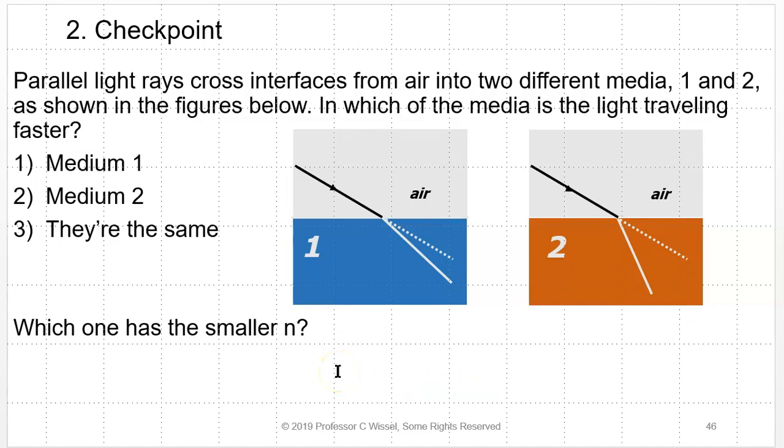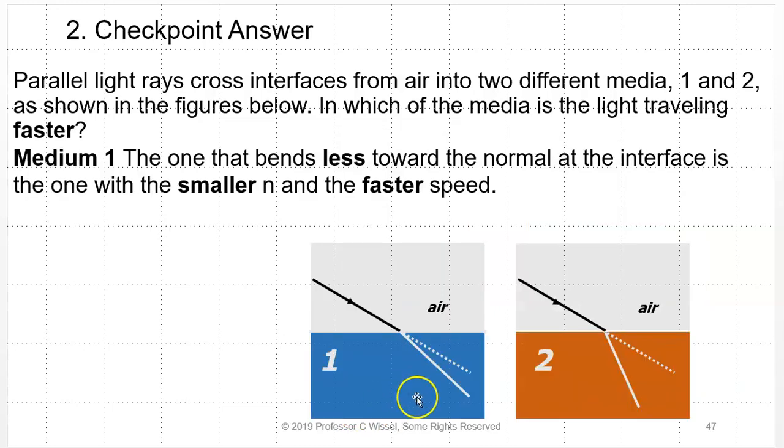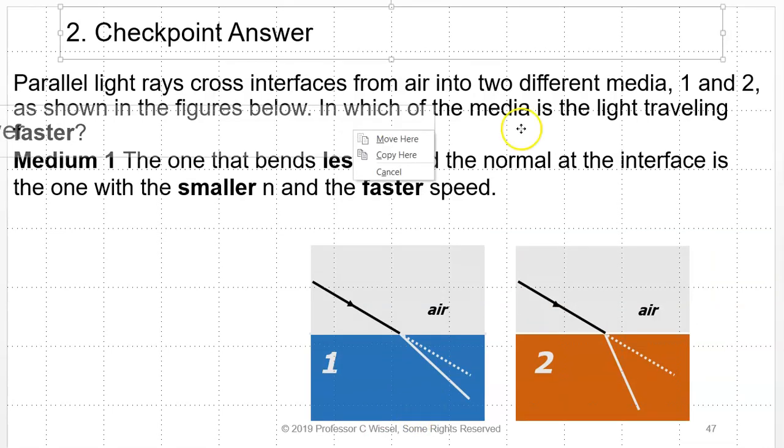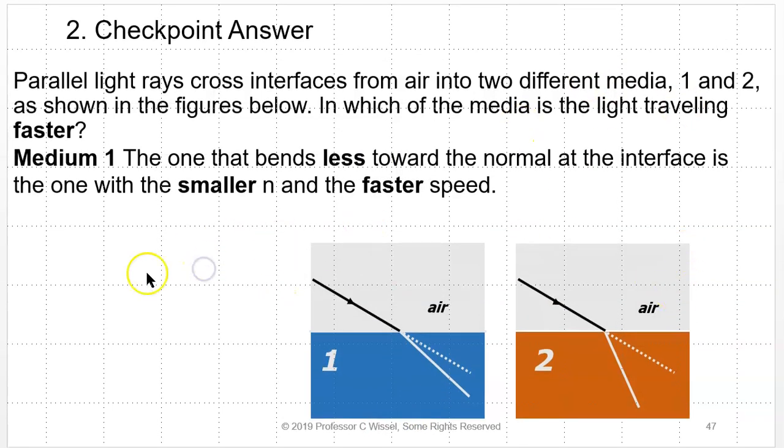The light will be traveling faster in the one that's bent further away from the normal, or less toward the normal. And that is medium 1. Remember, it's always relative to the normal, not the surface. So that means it has a smaller index of refraction and the faster speed.